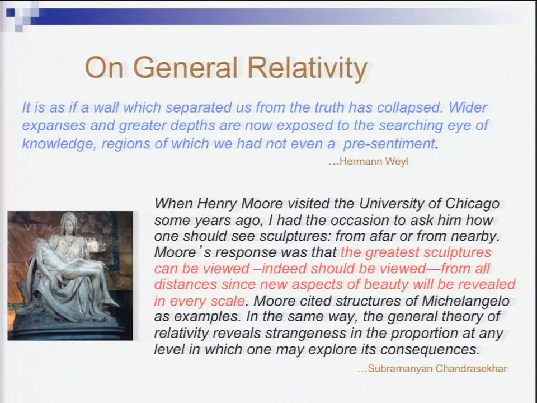And Moore's response was, the greatest sculptures can be viewed, and indeed should be viewed, from all distances, because new aspects of beauty will be revealed at every scale. And he gave an example of Michelangelo, and this is La Pieta of Michelangelo, which is in the Vatican. And in the same way, Chandra says, the general theory of relativity reveals strangeness in proportion at every level in which one may explore its consequences. This phrase, strangeness in proportion, comes from William Blake, that Chandra liked enormously, which has to do with what is a sign of true beauty. True beauty should be a little bit strange, but the strangeness should be in proportion. And this is what Chandra had to say about general relativity.